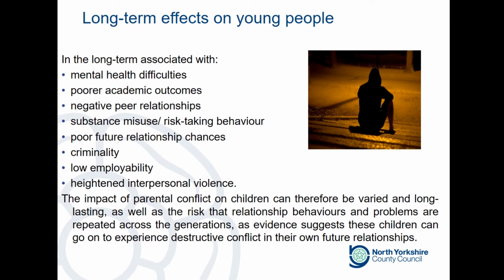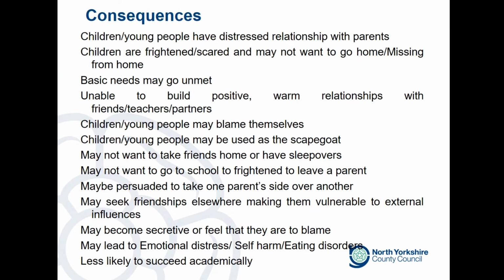And how do parents model healthy relationships if they're unable to effectively communicate with each other? How do our young people learn about resolving conflict, negotiation, and respect for themselves and others if all they see at home is anger, screaming, shouting, and frustration? So as we know, these are the consequences of what children probably experience. Those young people having distressed relationships with their parents, children being frightened or scared, not wanting to go home. Their basic needs may be going unmet, they may be unable to build positive, warm relationships with other adults, may be blaming themselves, may be used as a scapegoat, may not want friends coming over for sleepovers, may not want to go to school, and so on and so forth.